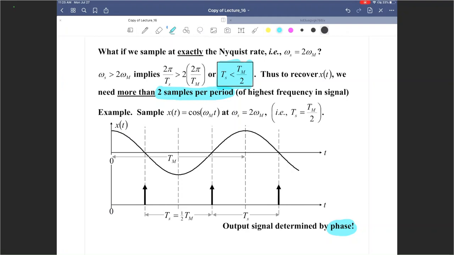Now, let's see. There is a limiting case of 2 samples per period. The question that we are asking here is, does it matter where those 2 samples in 1 period are chosen? To answer that, we are looking at a simple sinusoidal signal. It's a cosine omega sub m t. This one only has 1 frequency, omega m. And we are sampling it at twice the maximum frequency, so at the Nyquist rate, 2 omega m. So our Ts, sampling time, is exactly equal to Tm divided by 2. And as you can see here, Ts, the resolution in time, is half of the time period of the cosine. So if I sketch out the cosine this way, I'm just sketching out just over one time period of the cosine here.